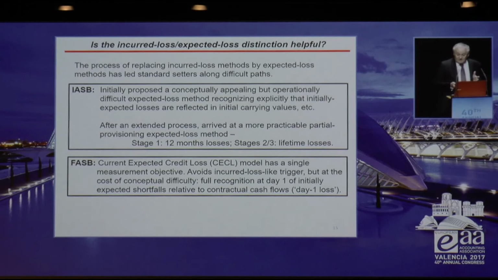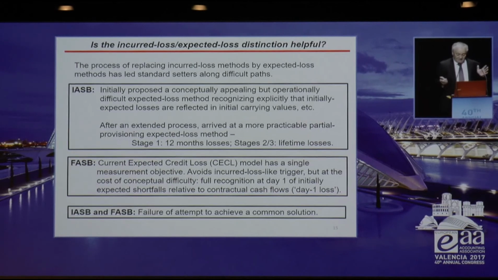The FASB have come up with a model that avoids the incurred loss trigger, but at the cost of a conceptual difficulty, this full recognition of day one losses, and the standard setters have been unable to converge.